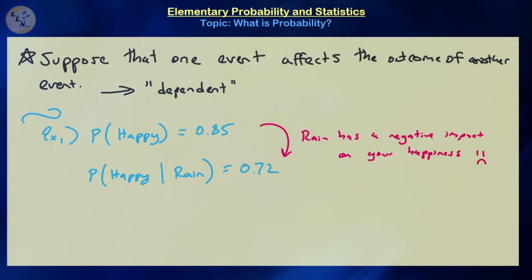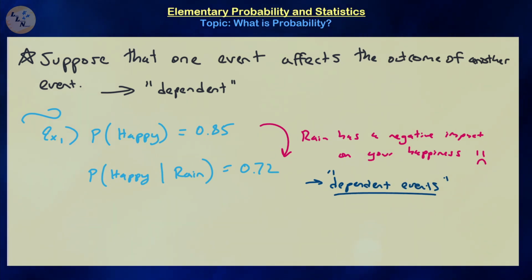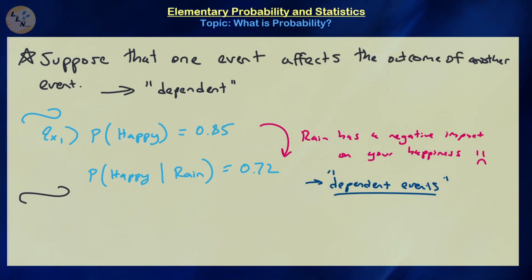So that's not good. So regardless if it goes up or goes down, then we say that these are dependent events. So what are the dependent events? The dependent events are happiness and rain, right? So let's assume that rain does not change the happiness of you on any given day, right?